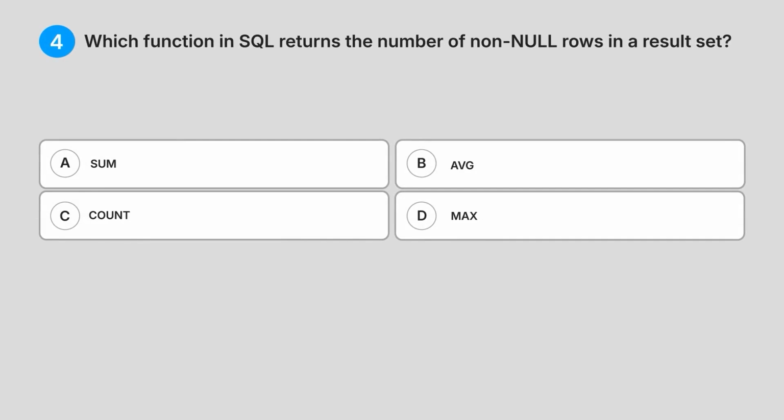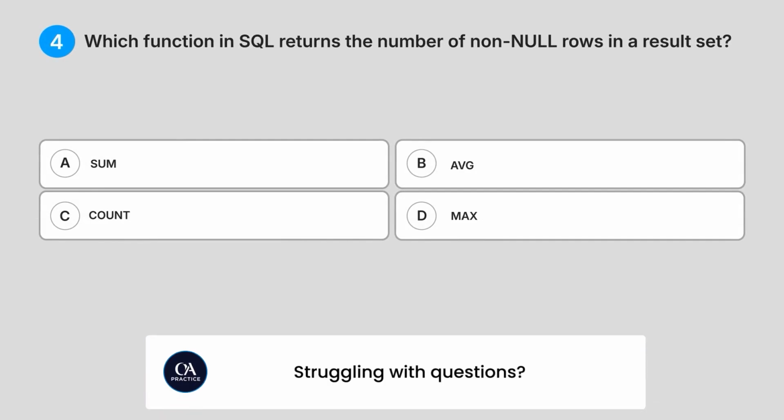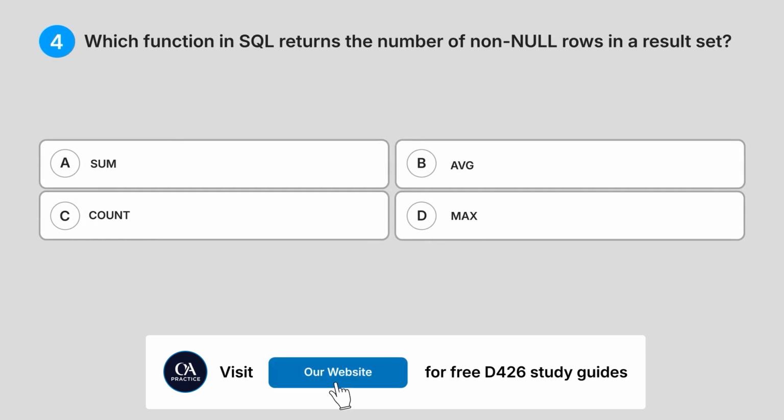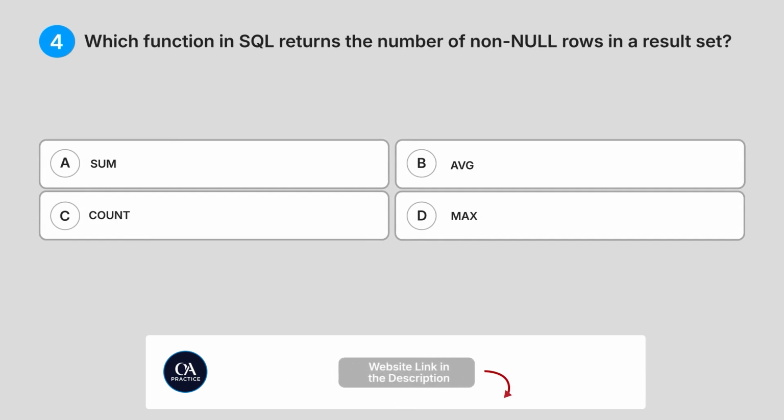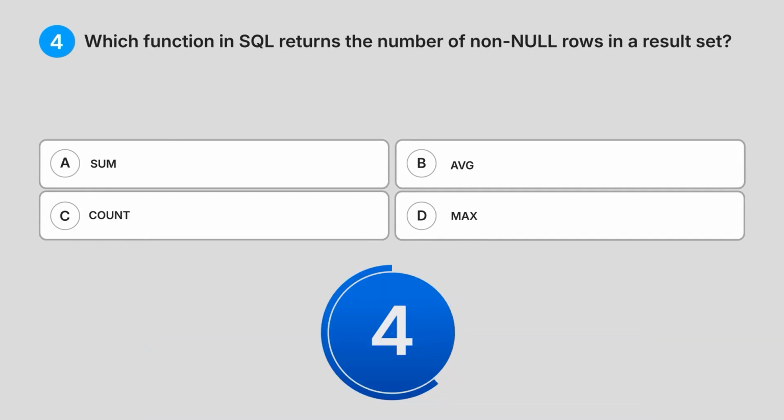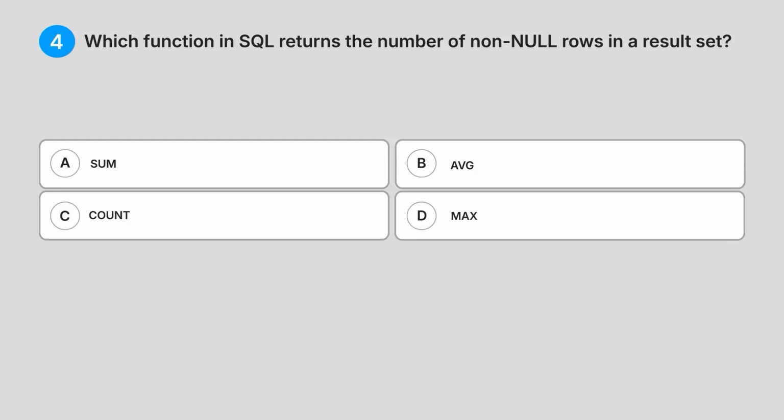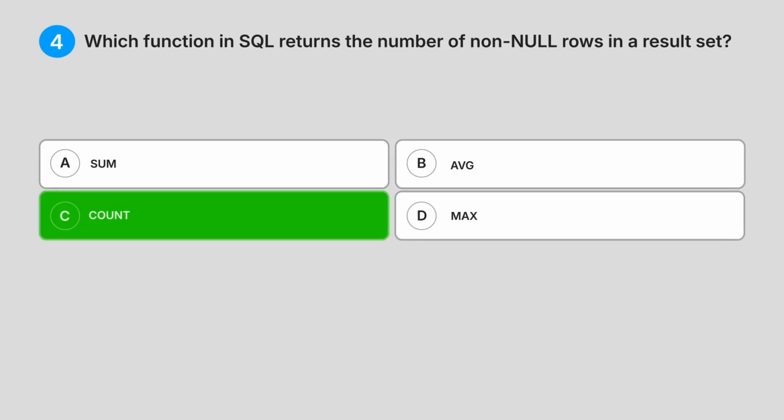4. Which function in SQL returns the number of non-null rows in a result set? A. Sum. B. AVG. C. Count. D. Max. What do you think is the answer? Correct answer, C. Count.